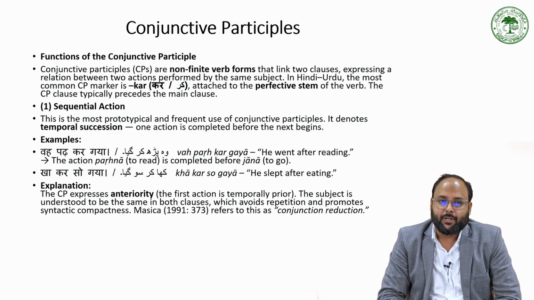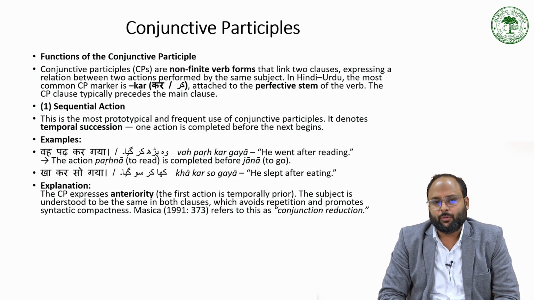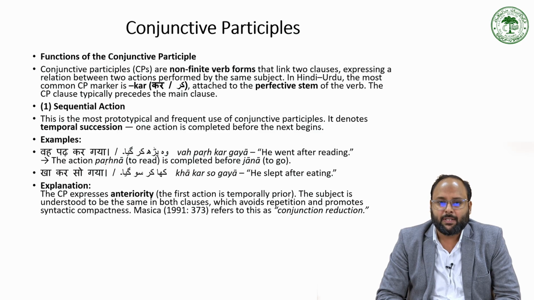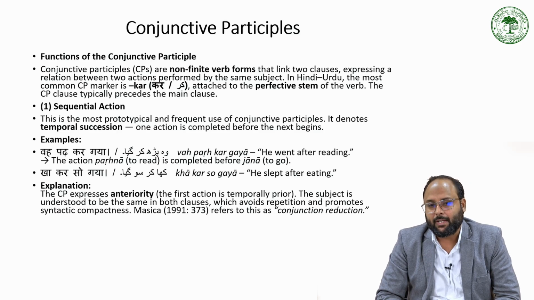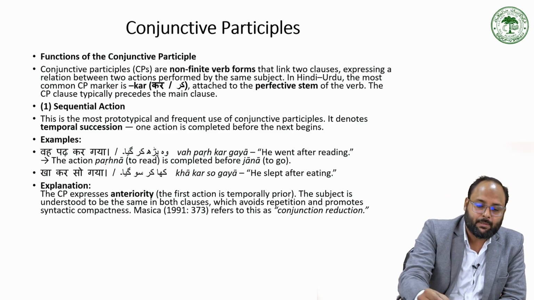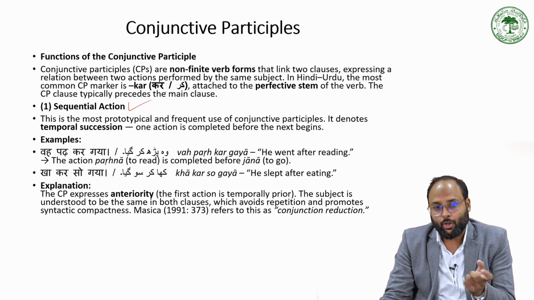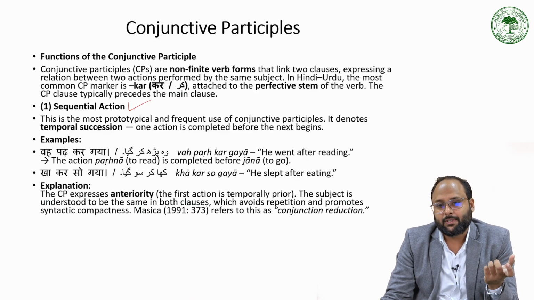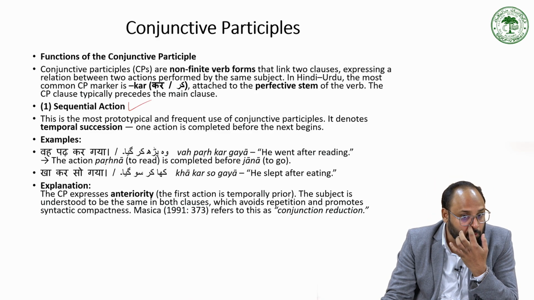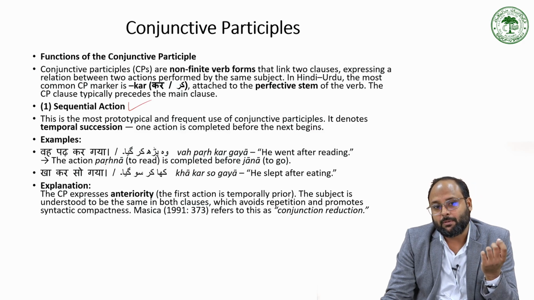In terms of functions of the conjunctive participle, it is a non-finite verb formed by adding kar or k to the perfective stem of the verb, and it typically precedes the main clause. The first function is sequential action, where there are two successive events. This is the most prototypical and frequent use of the conjunctive participle. It denotes temporal succession: one action is completed before the next begins.